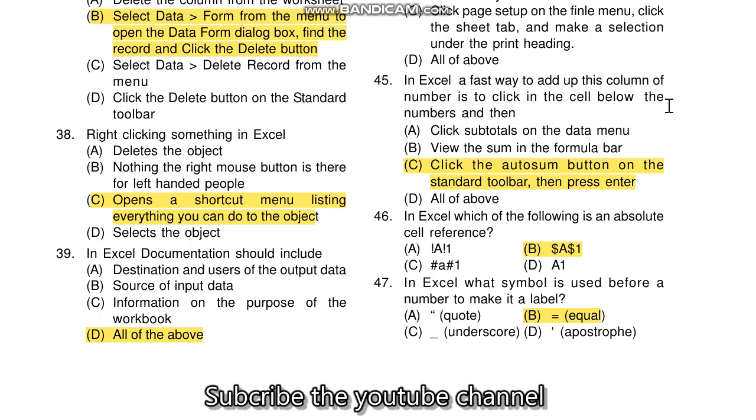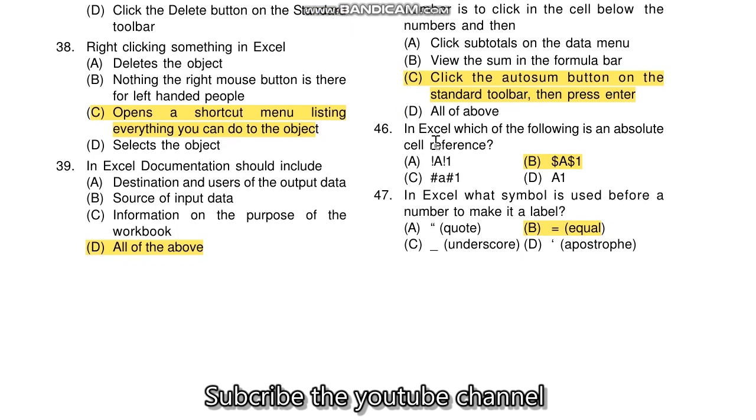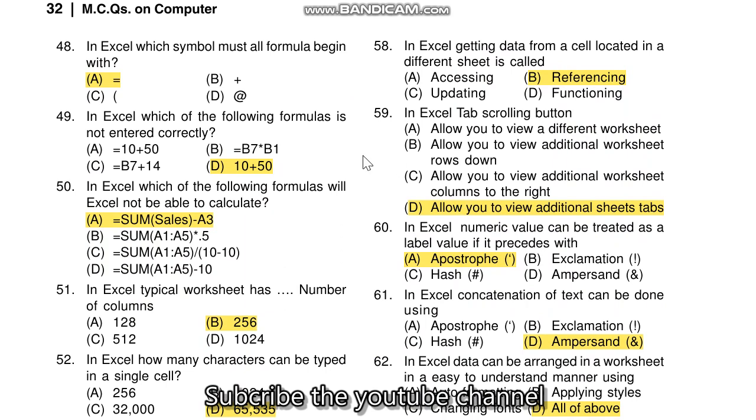45 question in Excel a fast way to add up this column of the number is to click in the cell below the number and then correct answer C. Click the auto sum button on the standard toolbar then press enter. 46 question in Excel which of the following is in the absolute cell reference $A$1. 47 question Excel what symbol is used before a number to make it a label A equal sign होता है. 48 question in Excel which symbol must all formula begin with equal. 49 question in Excel which of the following formula is not entered correctly is 10 plus 15. 50 question in Excel which of the following formula will Excel not be able to calculate equal to sum sales A3.